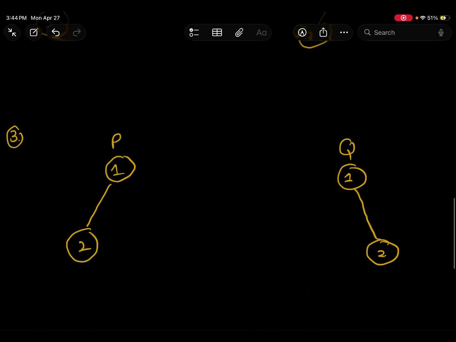Now the third test case. Look, the structure is different here. P and Q have a root node with the value of 1, right? But P has a left child with the value of 2, and Q has a right child with a value of 2. The values at each level are the same, but the problem is that P has a left child and Q has a right child. So in this case I can say that P and Q are not equal to each other. This is exactly what the question is asking. So how are we going to solve this?